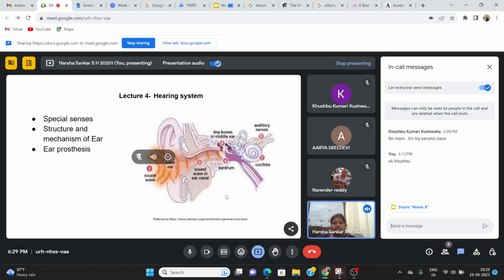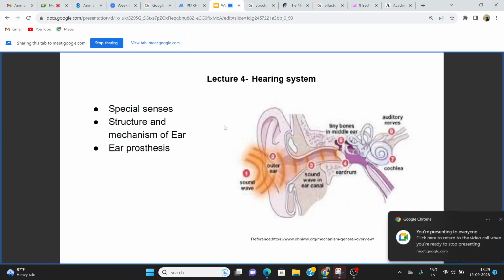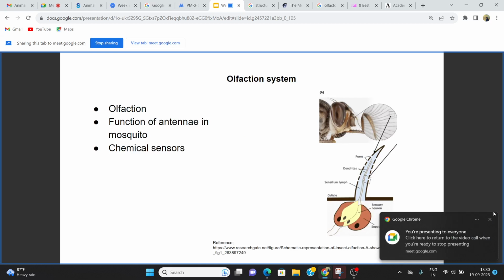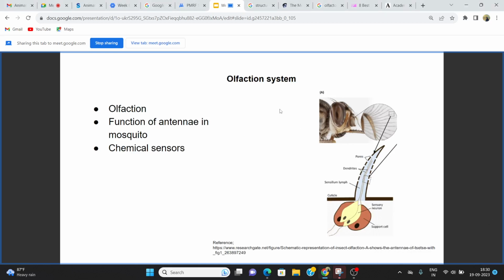Then the final lecture was mainly regarding olfaction, or smelling. So basically for smell we have the nose, right? In the nose there are receptors, so we can detect smell, and those receptors are connected to different types of neurons. That neuron is connected to the olfactory bulb present inside the brain. Not only in human beings or mammals, even at the insect level, you can see two very thin hair-like structures, which are called antennae.